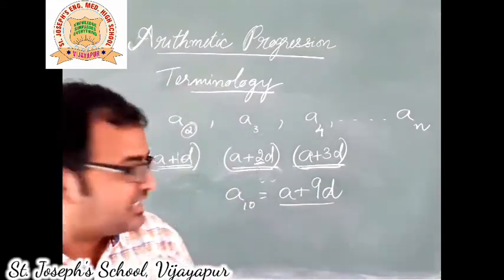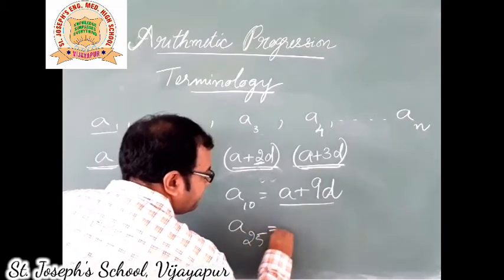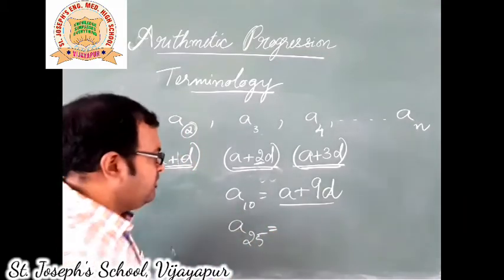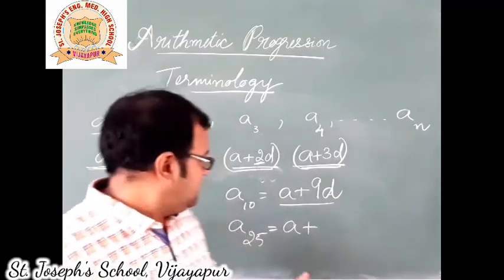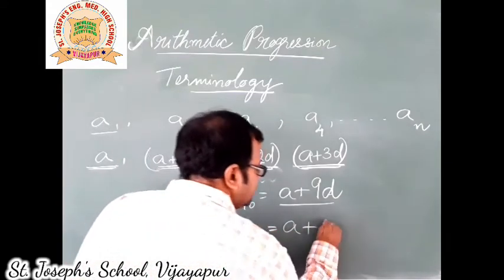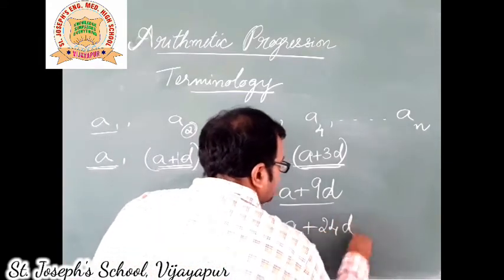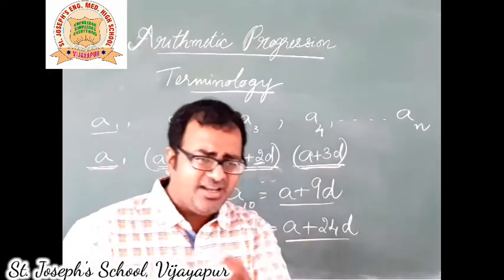Now let us start guessing few more. What about A25? What is A25? Obviously A plus must be there in all the problems. And if it's 25 here, the coefficient should be 1 less. That is 24D. Right? Easy? Yeah, now you are getting it.